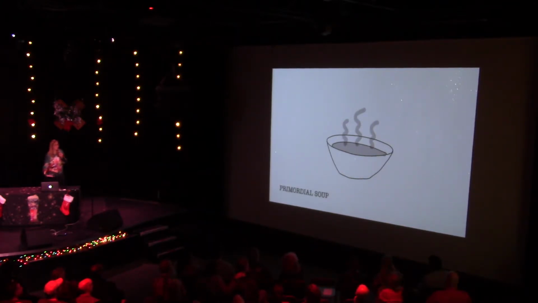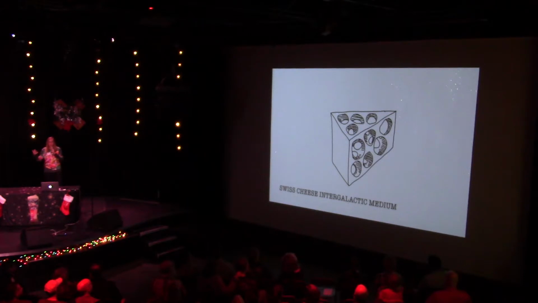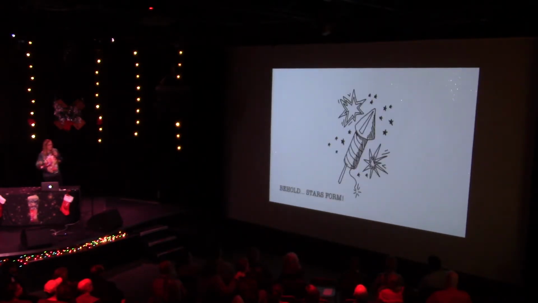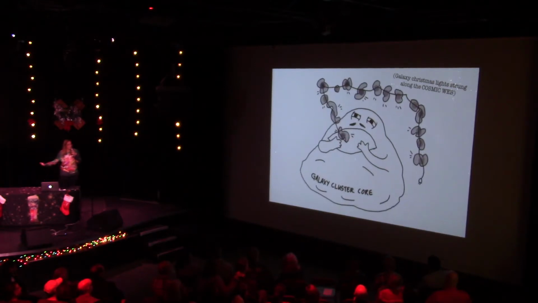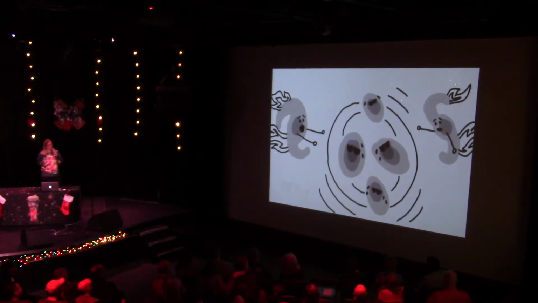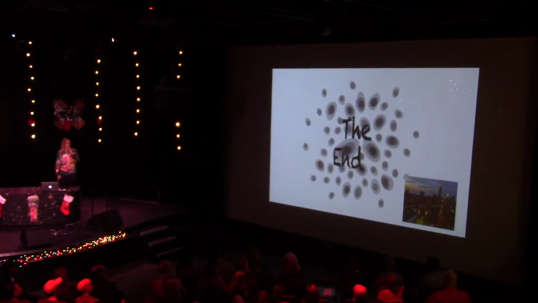So we have a primordial soup of the entire universe, followed by a Swiss cheese-shaped intergalactic medium, and the holes just get bigger over time. Cheese is more concentrated. We zoom in, and then bold stars form there. That's awesome. Then we have happy galaxies minding their own business. Oh, but galaxy cluster core just swallows it all up. That's not very nice. And these spiral galaxies catch on fire as they fall into the galaxy cluster, and then poof, we have our galaxy cluster at the end.